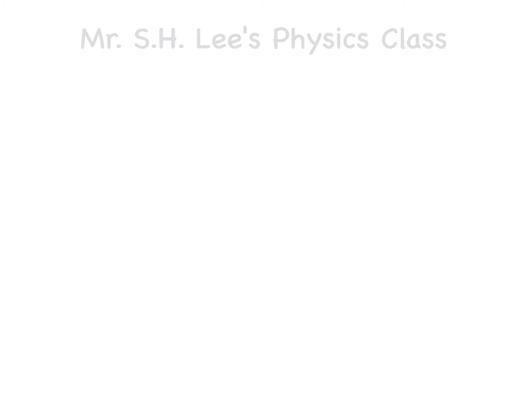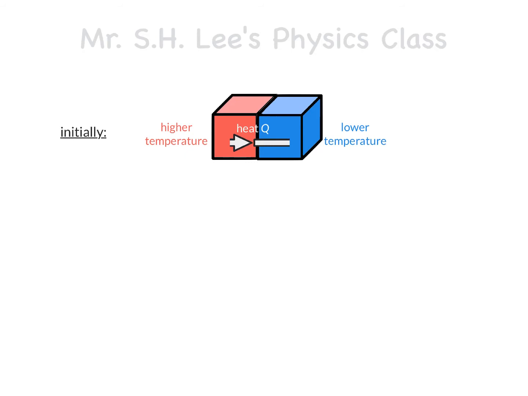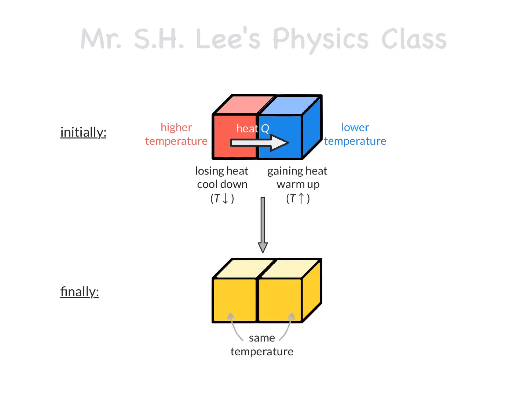I'm Mr. Lee. In the previous videos, we learned that heat is a transfer of energy from a body of higher temperature to another of lower temperature. Without any change of states, the one losing heat cools down and the one gaining heat warms up. And finally, when their temperatures become the same, heat transfer stops and the bodies are said to achieve thermal equilibrium.